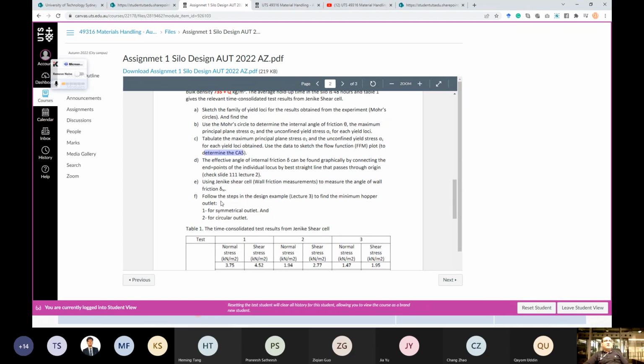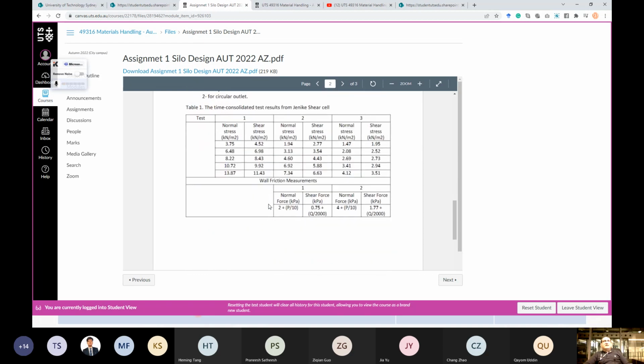And then follow the steps in the design example in lecture number 3 to find the minimum outlet for both the cylindrical outlet and the circular outlet. So again, when we take a look at the results, we have the wall friction measurement. From there, I can directly find the delta W because I have the normal force and the shear force in two cases.